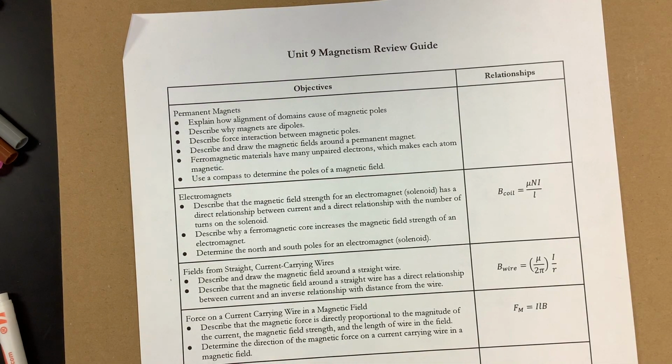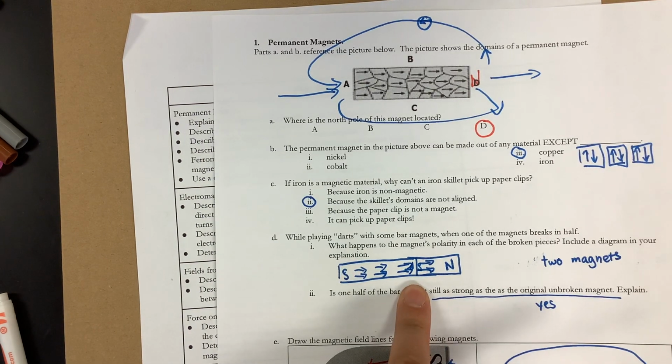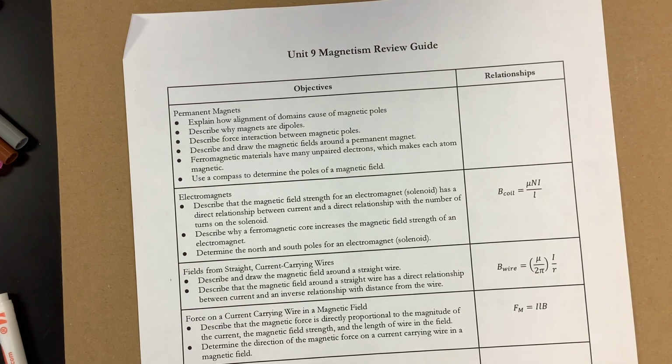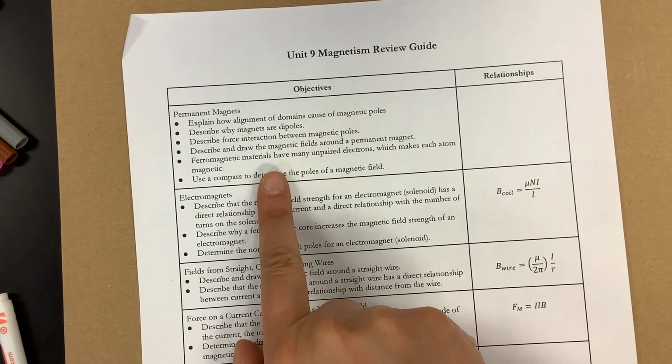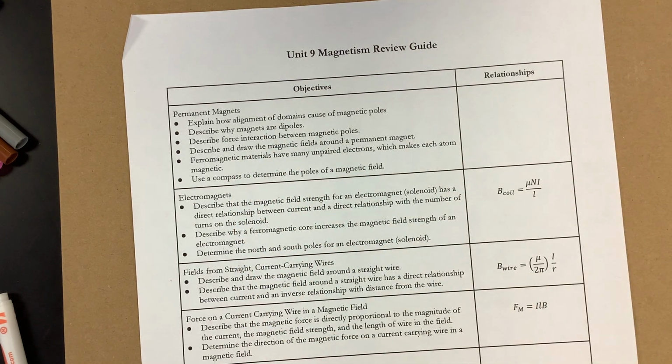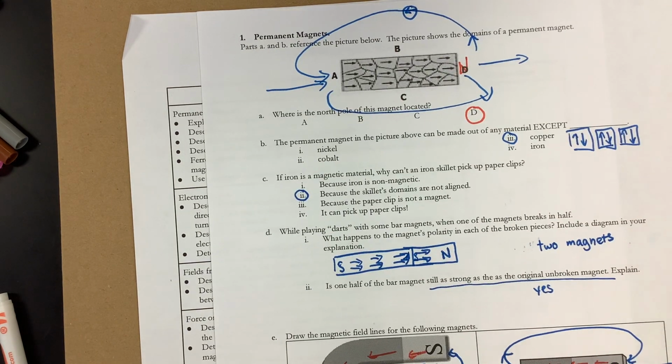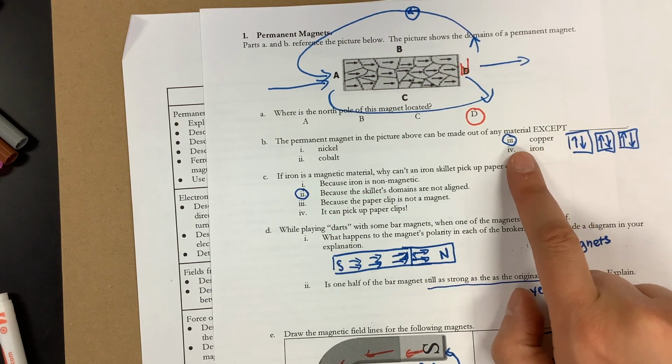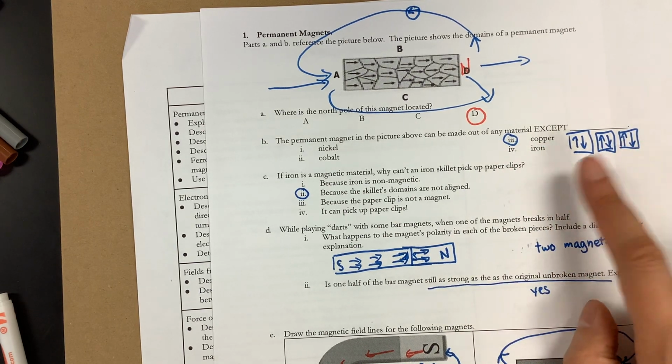We know the force interaction is like the opposites attract bit. So these two would attract each other because south attracts north. We can draw fields, we did that. We talked about ferromagnetic materials having many unpaired electrons, whereas non-magnetic materials like copper have all their electrons paired up.